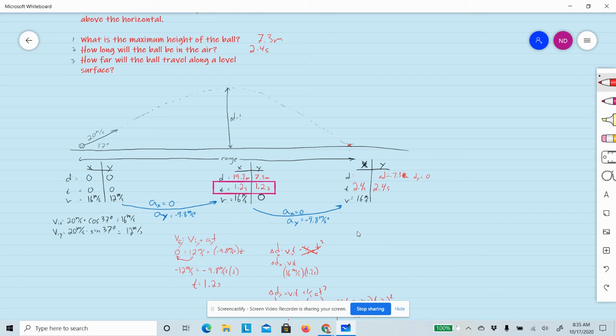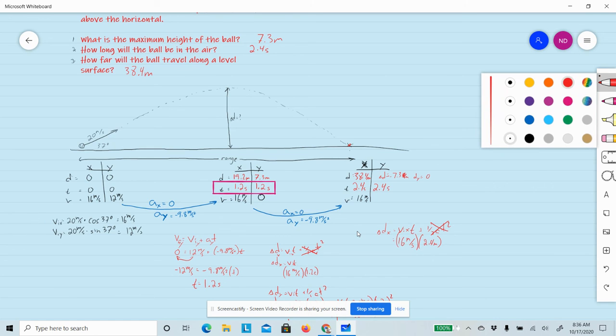This is the one we need to know. Change in distance in the x equals initial velocity in the x multiplied by time plus 1/2 at squared. But again, in the x direction, that vanishes. So you get 16 meters per second multiplied by 2.4 seconds. 38.4, and that makes all the sense in the world. It's just double 19 too. So how far will it travel on the world's surface? 38.4 meters.